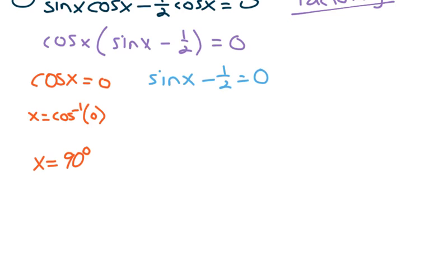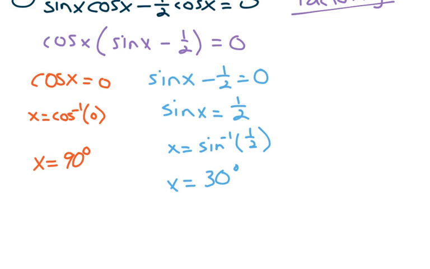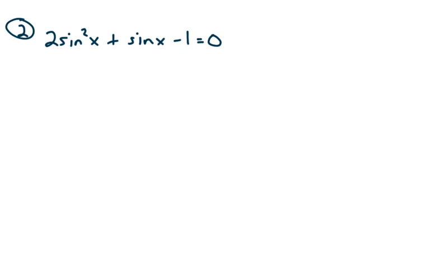Now, for the sine, we need to get sine by itself first. So we can say sine of x is equal to positive 1/2, and then we can do the sine inverse. So we can say x is equal to the sine inverse of 1/2. And let's see, sine inverse of 1/2, again, type that in your calculator. That should be 30 degrees. So we have two answers, 90 degrees and 30 degrees. Let's try a second one.